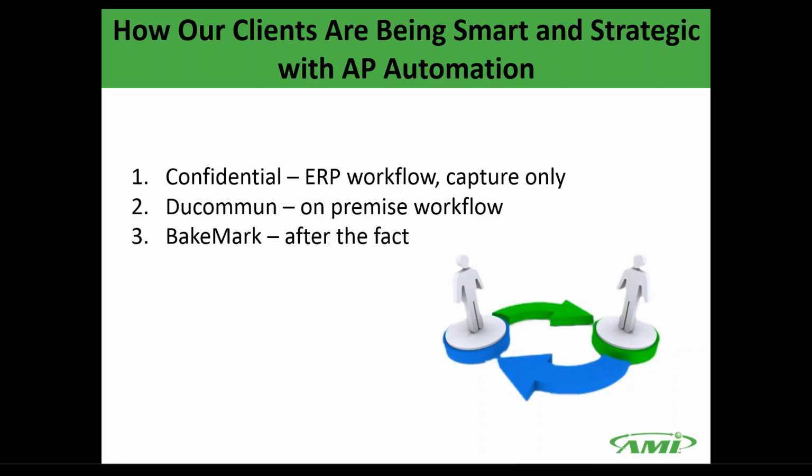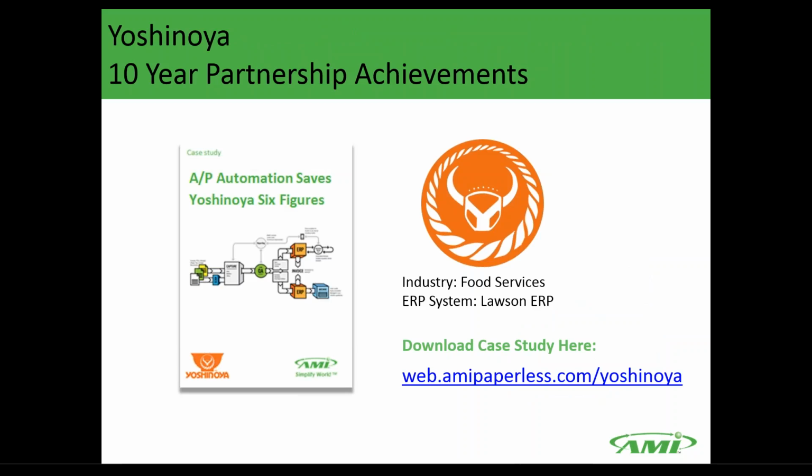So these are some examples of different paths that you could follow, but the main case study that I want to highlight for today is where we started with Yoshinoya restaurants. Their global headquarters is based out of Japan. You might be familiar, they have the beef and chicken bowls. They use a lot of ERP. Let's take a look at their situation. We do have a case study on this on our website, at web.amipaperless.com/Yoshinoya if you want to check that out.